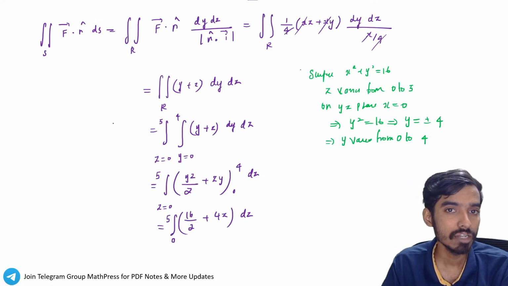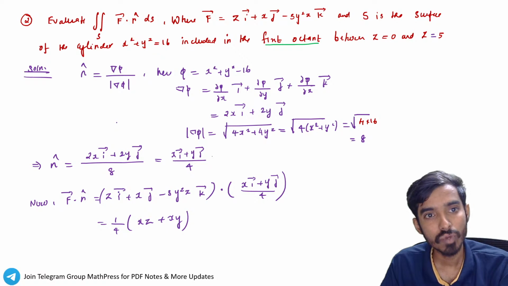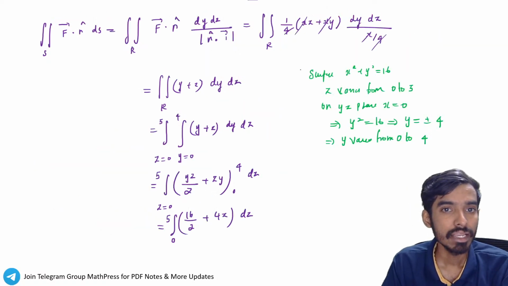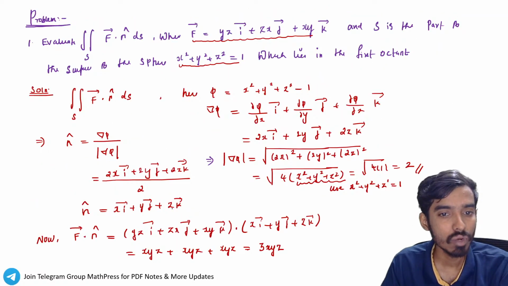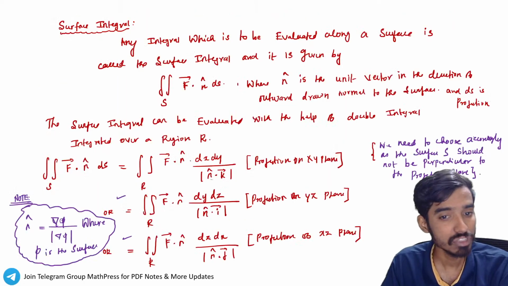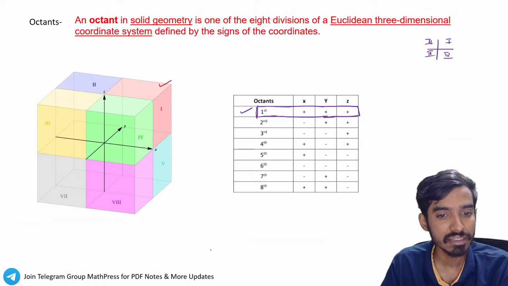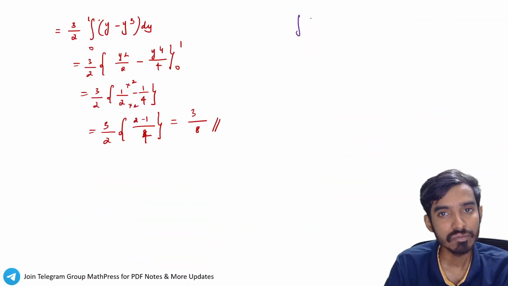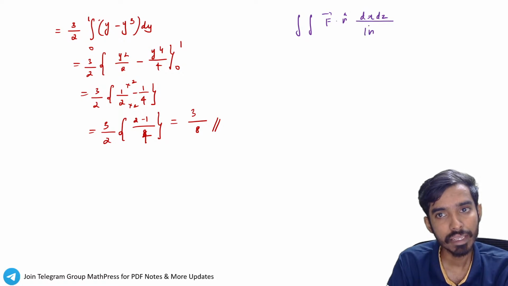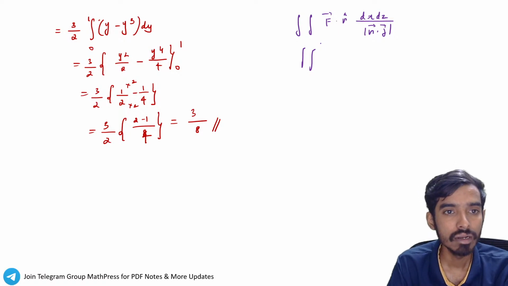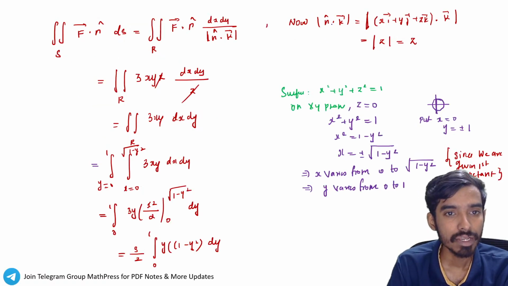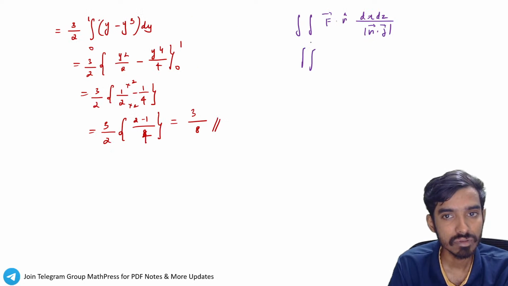Now suppose, as I have said, you can choose any one of these two since you know the z limits. Suppose you are choosing dx dz, that is, f vector dot n cap dx dz divided by n cap dot j. So we know f vector dot n cap is what? Okay, sorry.